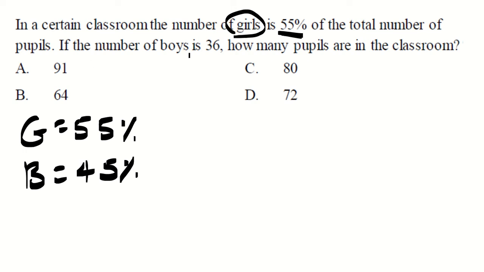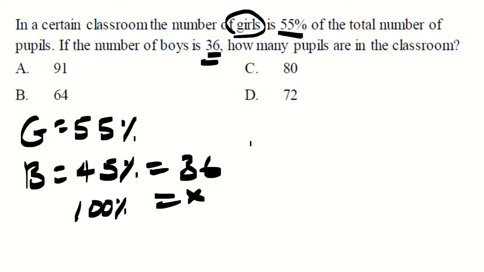Okay, if the number of boys is 36, then this is the same as 36 in number. The boys percentage, we got it, 45%. How do we know? Because if the girls are 55%, the remaining necessarily will be the boys. So if the boys number is given to you as 36, how many pupils are there in the classroom? That means the total. That means the 100%. The 100% means the boys and the girls. This is what we are looking for.